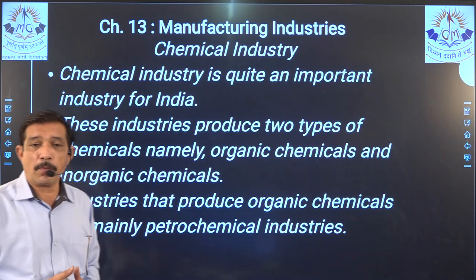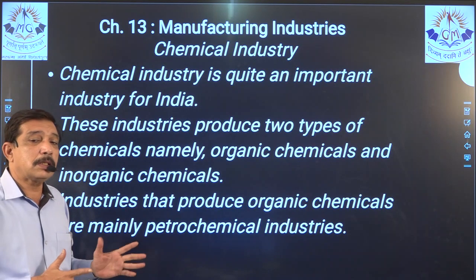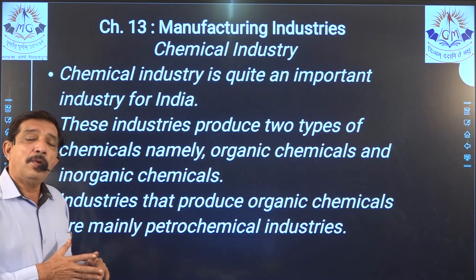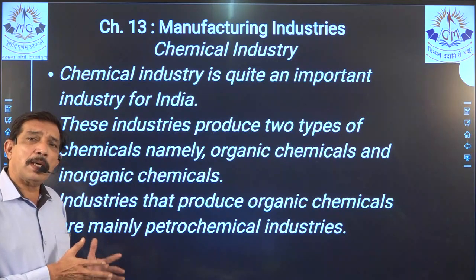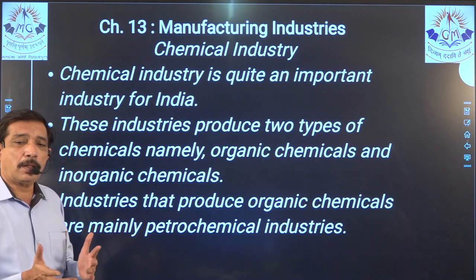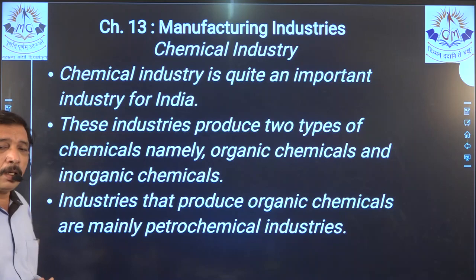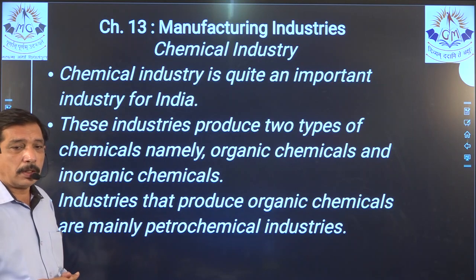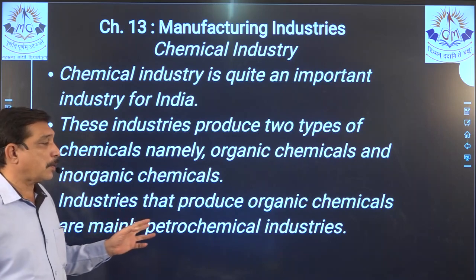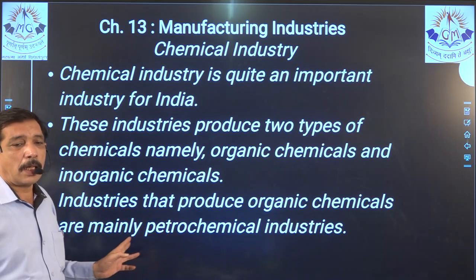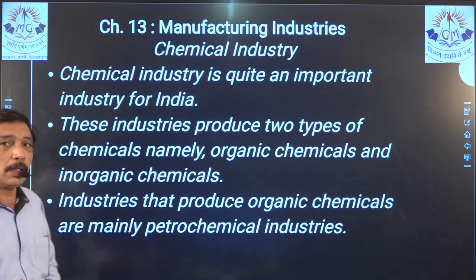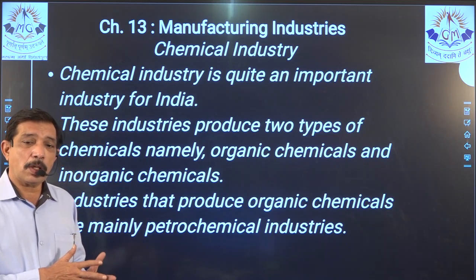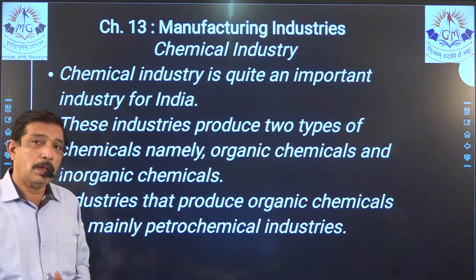Chemical industry, a very important industry. These industries produce 2 types of chemicals. One, namely organic chemicals, where agricultural produce is used to make chemicals, and inorganic chemicals, that means from non-living things. Industries that produce organic chemicals are mainly the petrochemical industry. Now we know the basis of petrochemicals is organisms. Yes, organisms which got buried in the ground.